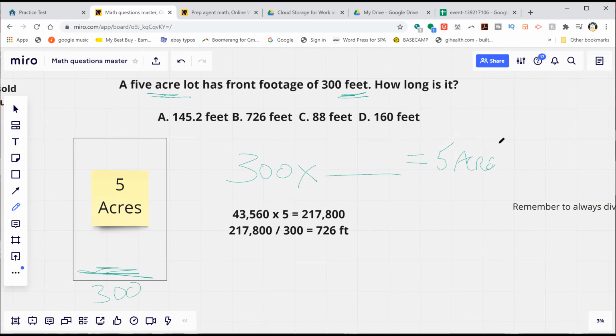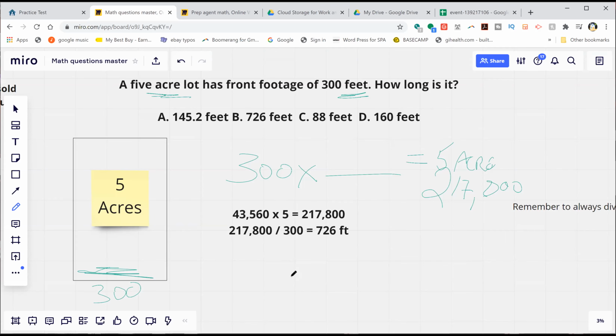Okay? So what happens is this. The first step that you would do is multiply the 5 acres by 43,560. So that is 217,800, okay? So that's how many square feet this is. 217,800. Then what you do is you divide by 300 and you would get your answer, okay? And that is the answer, 726 feet.